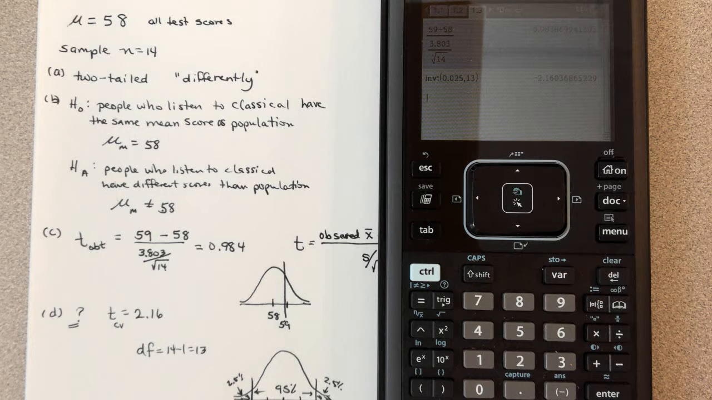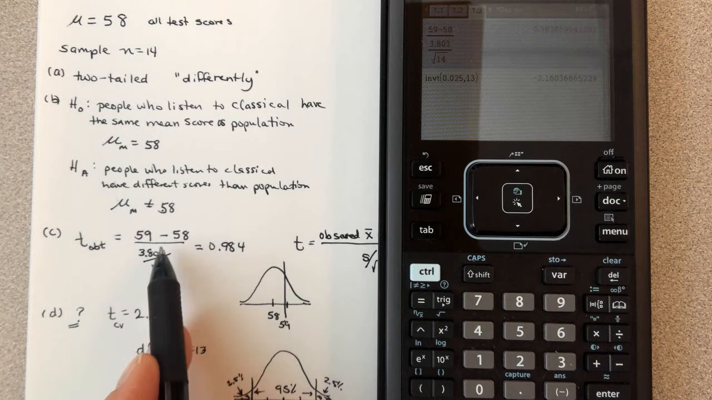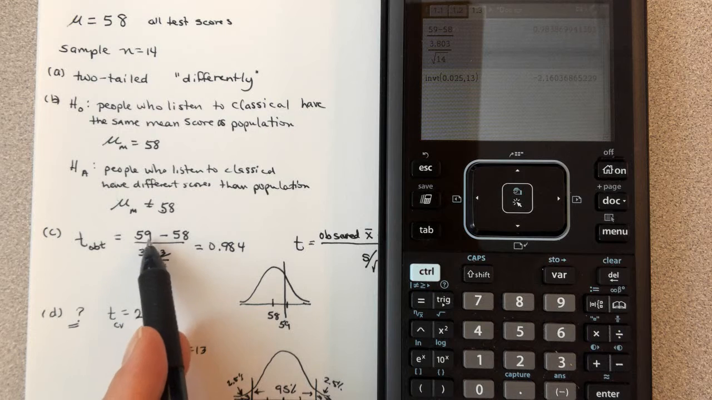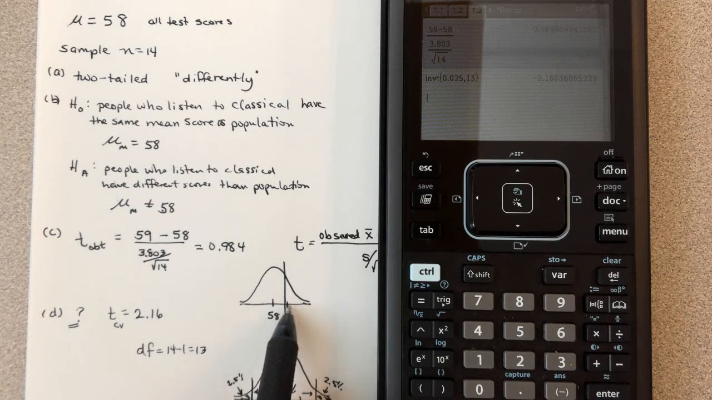So part E says should H not be rejected, and I'm going to give a wholehearted no to that. I'm going to say no, because this sample mean of 59 is less than 1 standard deviation from the mean. So it's definitely within this region of it's not very interesting, so we're not going to reject.